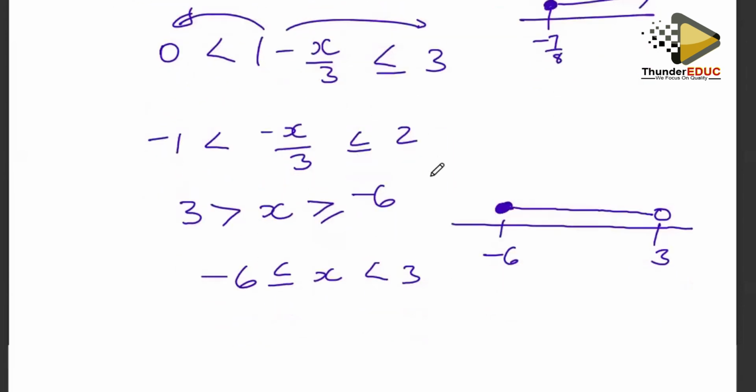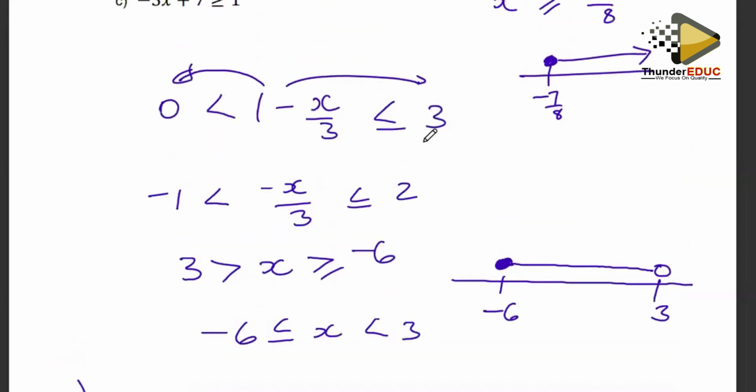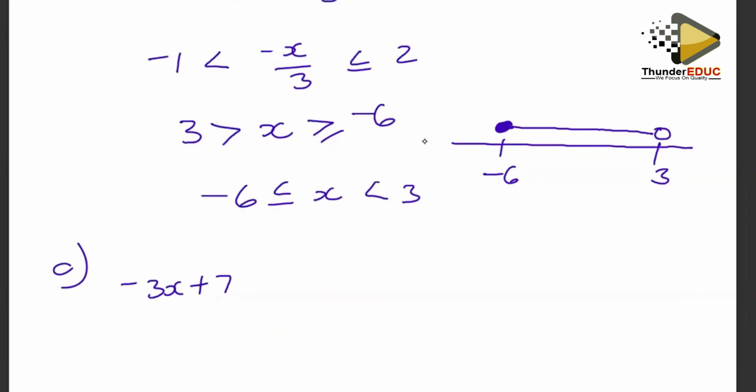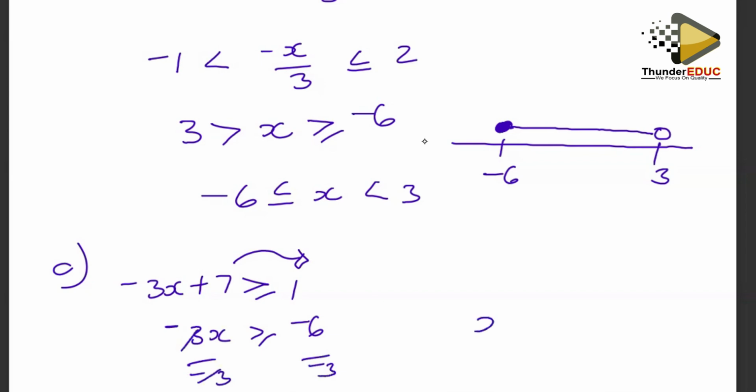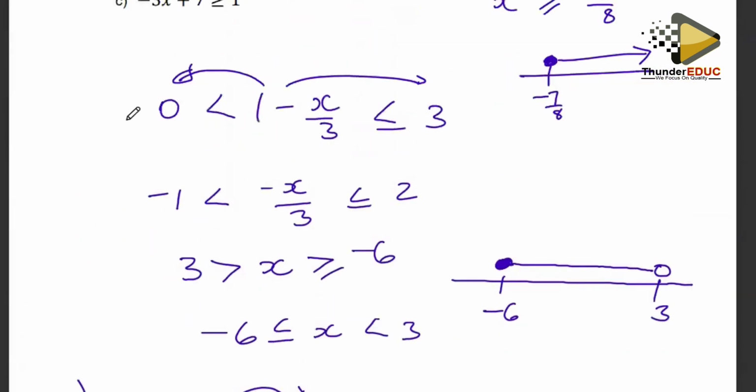And then the last one, -3x plus 7. They're telling us that it's greater or equal to 1. Let's move the 7 that side. -3x is greater or equal to -6. Let's divide through by -3, which means x must be less or equal to 2. Draw your number line. Let's have a 2 here, a dot that is shaded, and then we move the arrow to that direction. All right, so that is what happens with the linear inequalities.